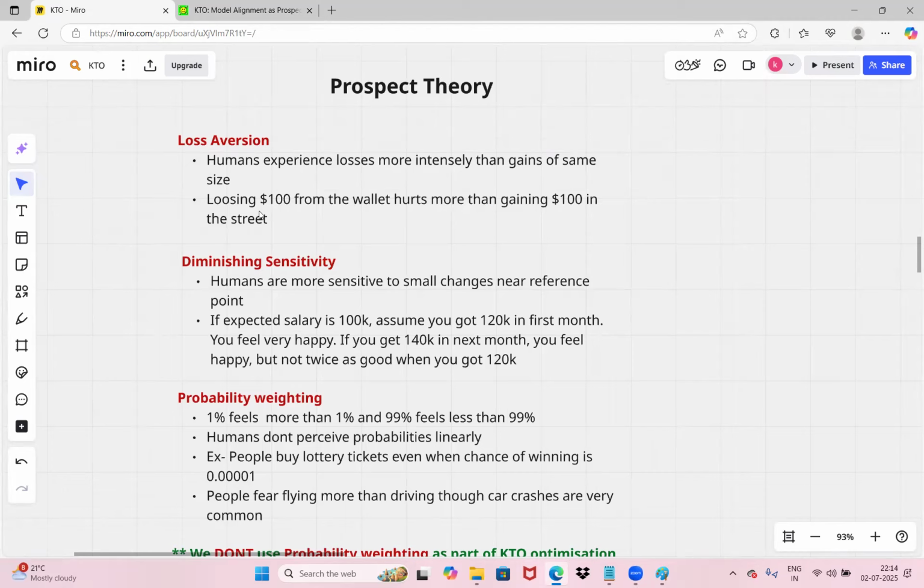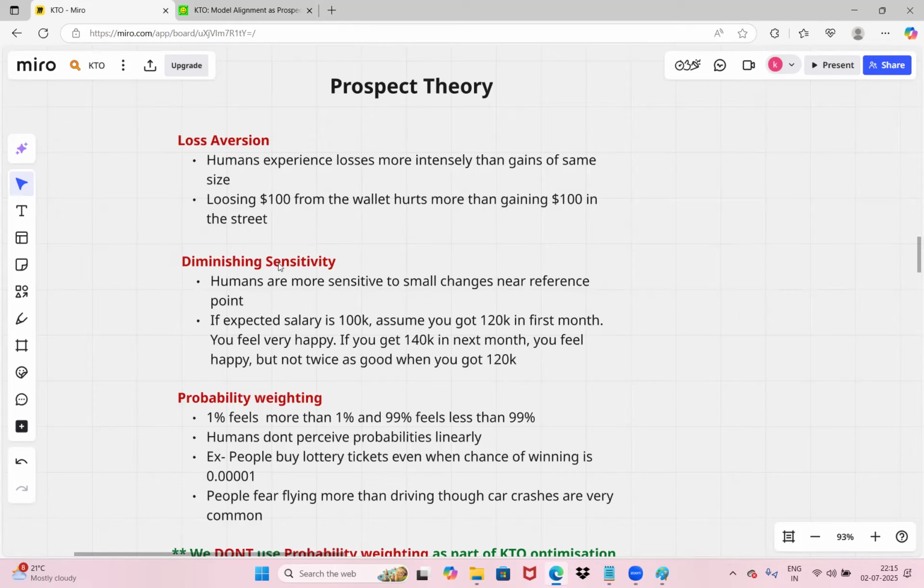What do you mean by this? Let's consider two scenarios. In scenario one, a person is walking on the street and suddenly finds $100. In scenario two, the same person loses $100 from his wallet. The experience this person faces when he loses $100 is much more intense than when he gains $100. Though the value is the same, the experience is very intense for losses compared to gains. This is what loss aversion is.